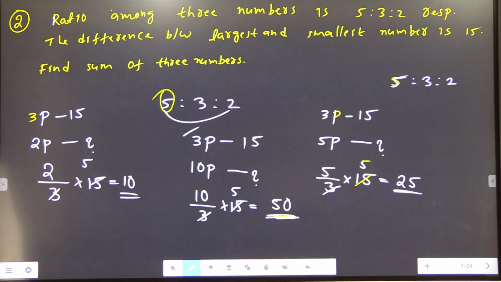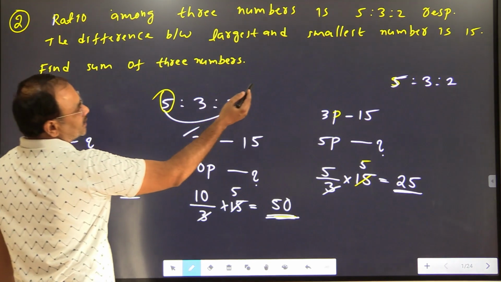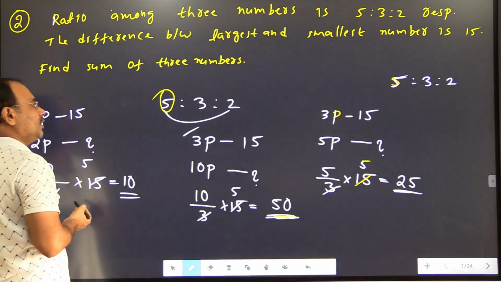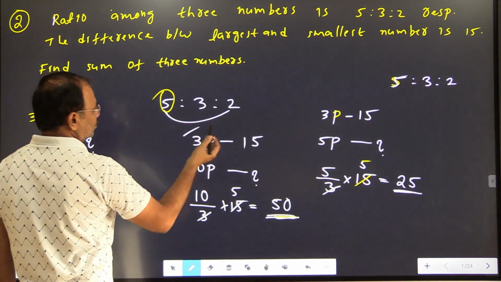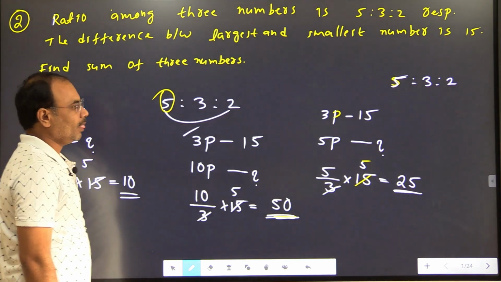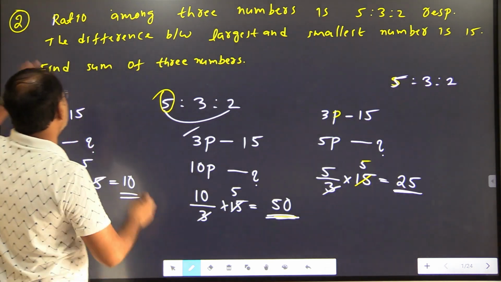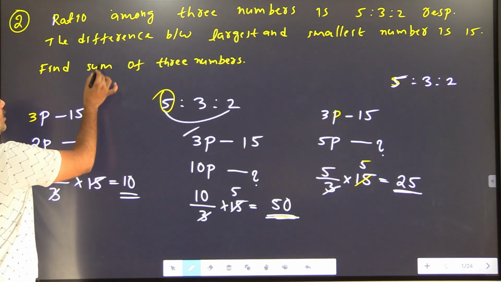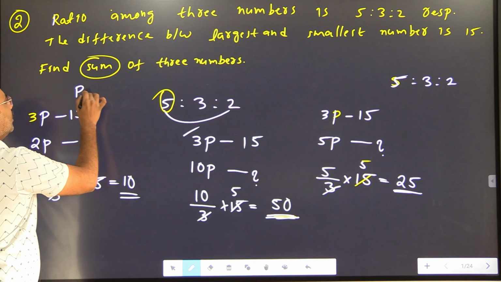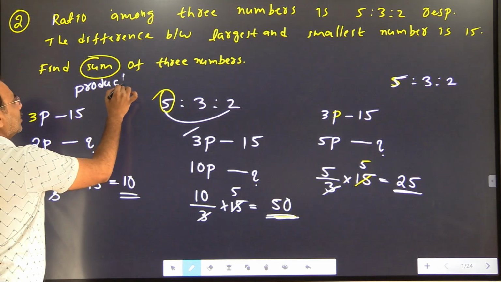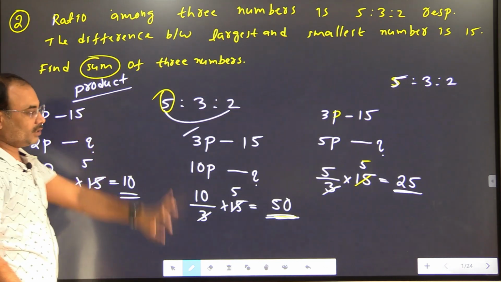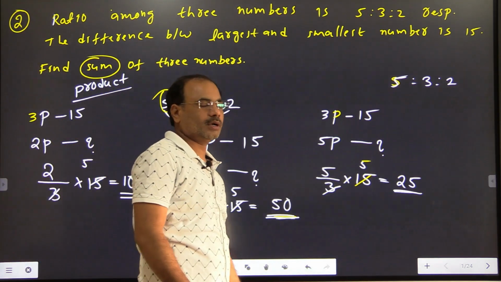But in this question, you were just asked to find the sum of three numbers. Find the sum of three numbers, and 5 plus 3 plus 2 is 10 parts. Okay, no problem. But in the same manner, the question will be like this: find the product of two numbers. Then how can you find the product of three numbers?